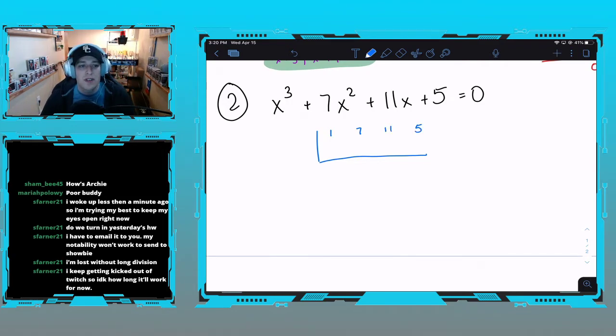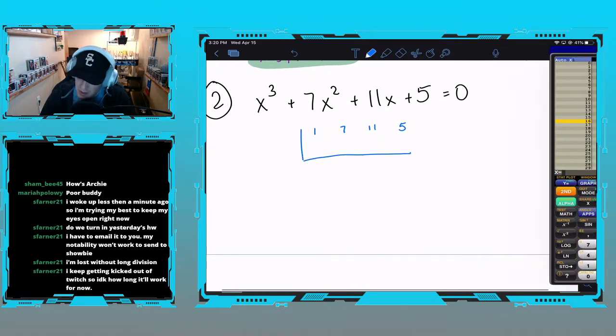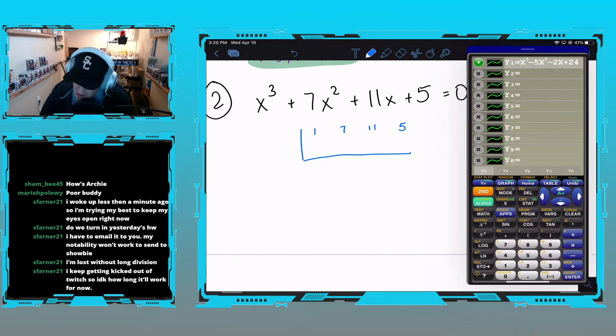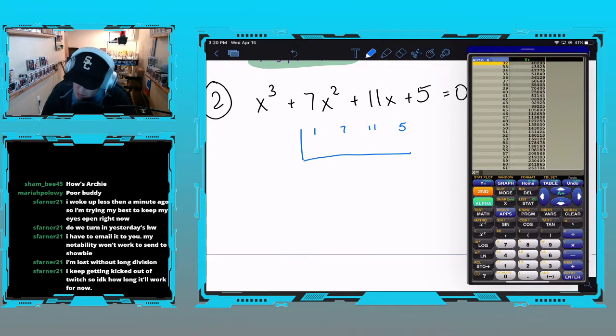We just need to figure out the number that's going to go on the outside. So in order to do that, we can use this little calculator trick that I was showing you guys. And we're just going to type in that entire polynomial. So I have x cubed plus 7x squared plus 11x plus 5. I'm just going to jump to the table.